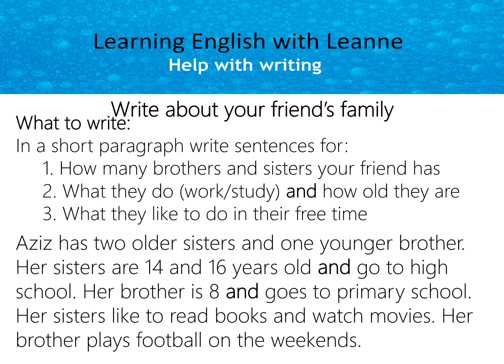Aziz has 2 older sisters and 1 younger brother. Sentence 1 is how many brothers and sisters. 2, what they do and how old they are. Her sisters are 14 and 16 years old and go to high school. 3 is about her brother and what he does and how old he is. Her brother is 8 and goes to primary school.